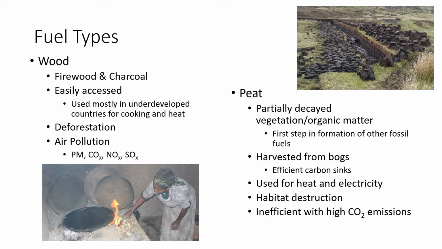So moving on. Peat is partially decayed organic matter. So it's like the very, very first step in the formation of other fossil fuels, really coal. But we use it before it's completely there. And it's harvested from bogs. And bogs are really efficient carbon sinks. So when we take peat out of a bog, we're actually removing a lot of carbon and the ability for the bog to take up carbon. And bogs are not everywhere. I mean, when's the last time you saw a bog in Stanford?